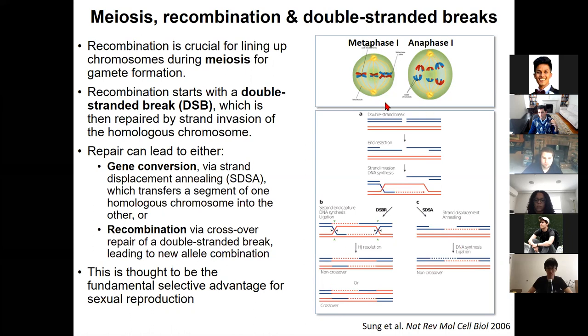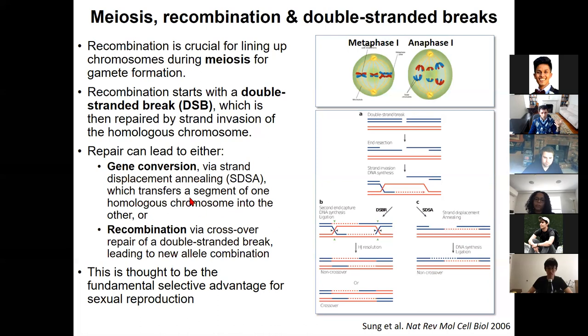So these recombinations basically happen because of the act of lining up the chromosomes during meiosis. Recombination is actually crucial for lining up chromosomes during meiosis and gamete formation. It starts with a double-stranded break, which is then repaired by strand invasion of the homologous chromosome. And repair can lead to gene conversion, where you've now repaired it with the other copy. Now you have a blue chromosome with a red segment, which has been lost from the blue copy.